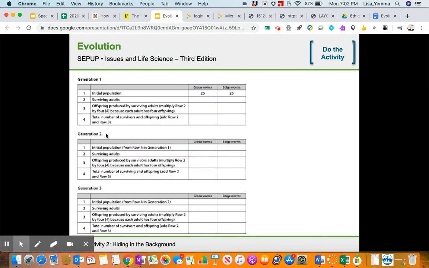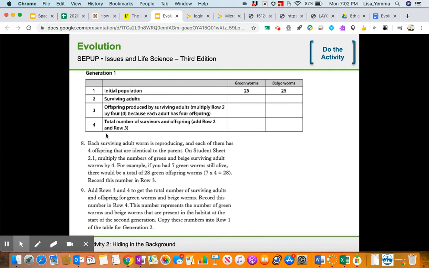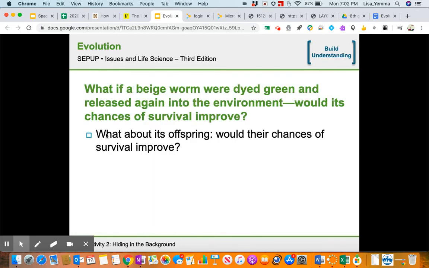slideshow here. So we made a model. In evolution, we often make models to represent actual phenomena that are happening, this evolution of hiding in the background, camouflage, and natural selection. So what if a beige worm were dyed green and released again into the environment? Would its chances of survival improve? What about its offspring? Would their chances of survival improve? So go ahead and think about that when we talked about genotypes and phenotypes.